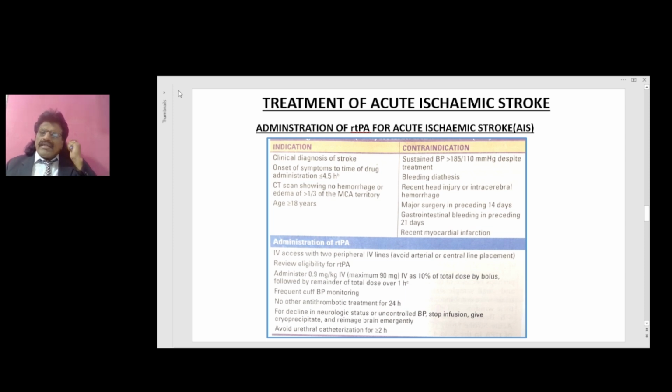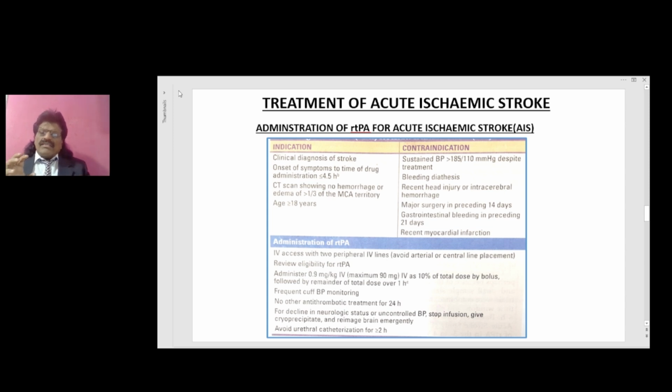What are the contraindications? Sustained BP more than 185/110 millimeters despite treatment. Bleeding diathesis. Recent head injury or intracerebral hemorrhage. Major surgery in preceding 14 days. Gastrointestinal bleeding in preceding 21 days or recent myocardial infarction.